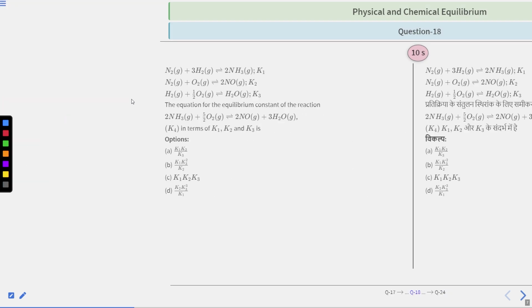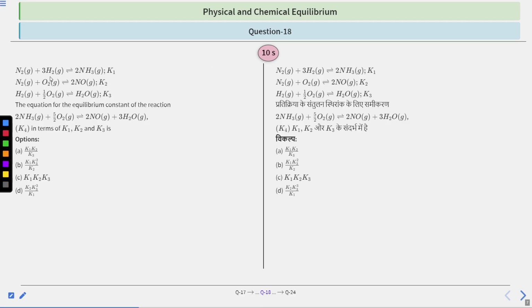Let's move to the next question, question number 18. We are given three equations here: N2 plus 3H2 giving 2NH3, with equilibrium constant K1; N2 plus O2 giving 2NO, with constant K2; and H2 plus half of O2 giving H2O, with constant K3.